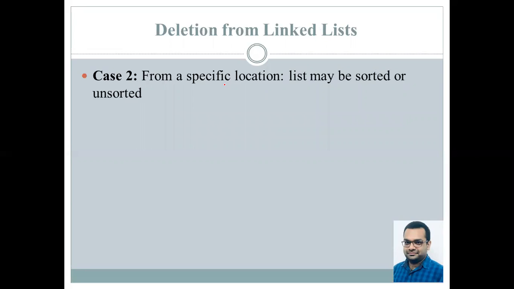Now, the topic of this video is when the deletion has to be performed on a specific location, and the list may be sorted or unsorted, because here the list being sorted or unsorted plays no role. Deletion has to be performed on the basis of a specific position. We have to start from the first node in the linked list and search through until we find the exact position of the deletion.